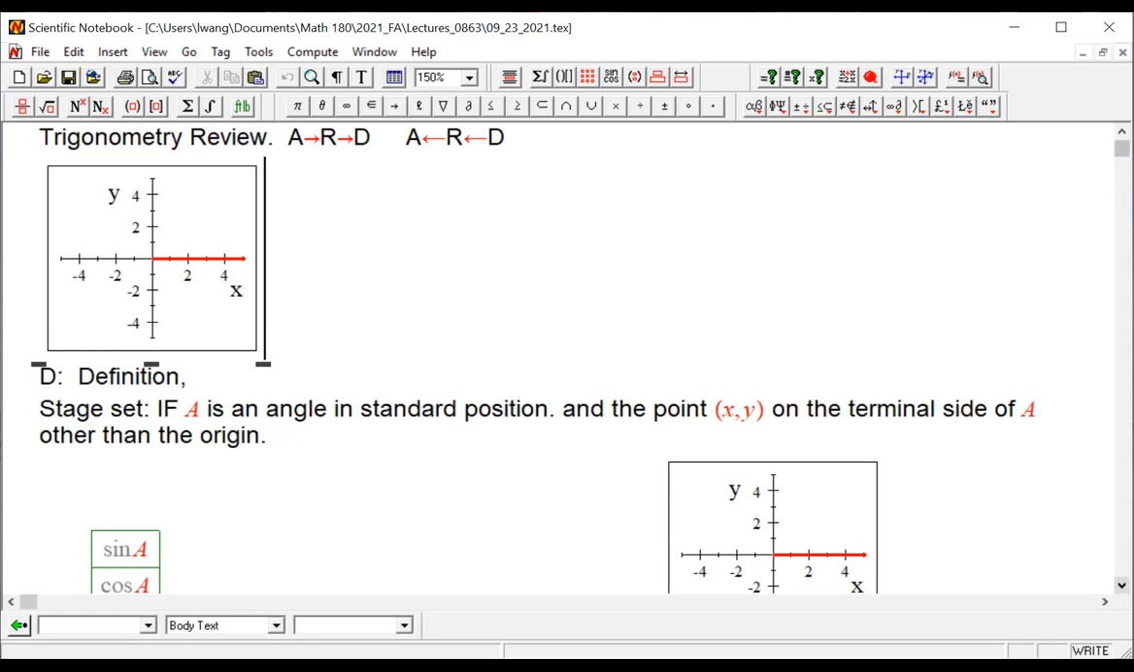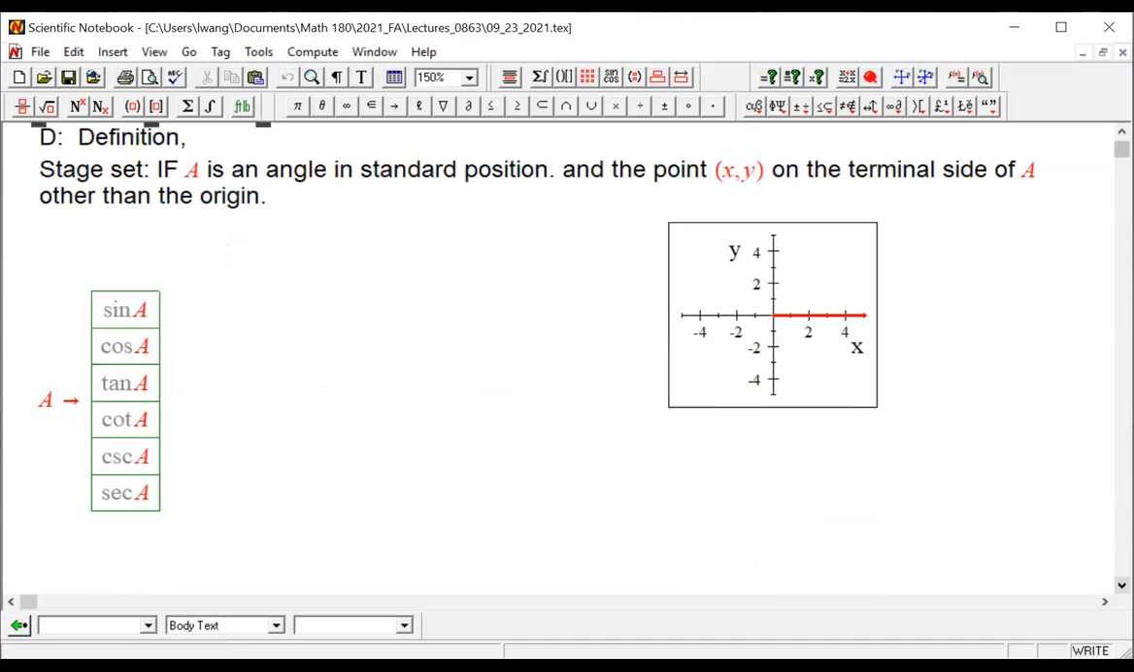Now, we have A, we have R. So what is A? Let me quiz you. What is A about? A is about the input for all these 6 trig functions. Every one is a new rule. What is A?